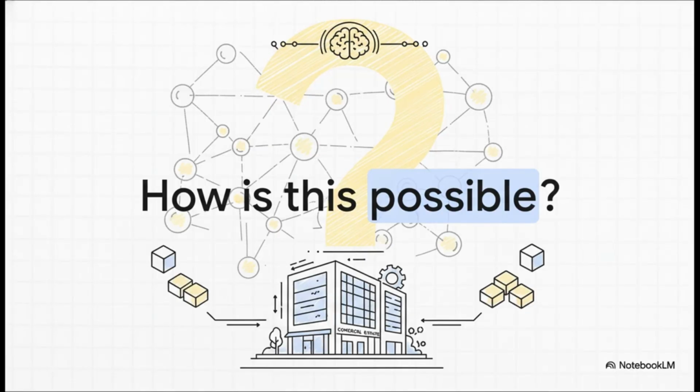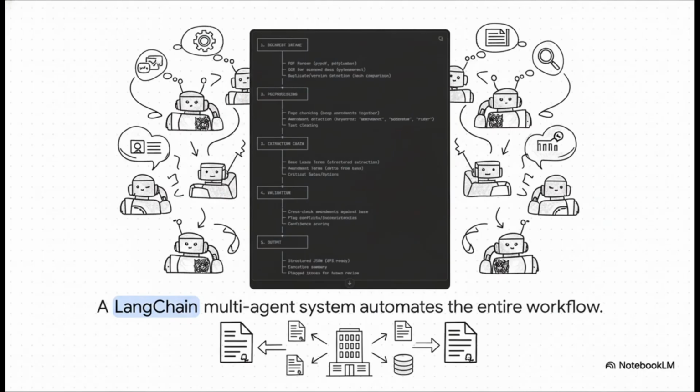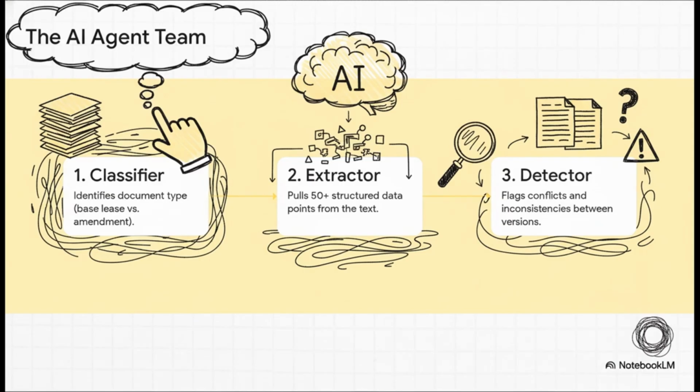So how in the world is this possible? Let's take a quick look under the hood. It's built on LangChain, which basically creates a smart team of specialized AI agents. This team approach is key. You've got 3 core agents that analyze and validate all the data.